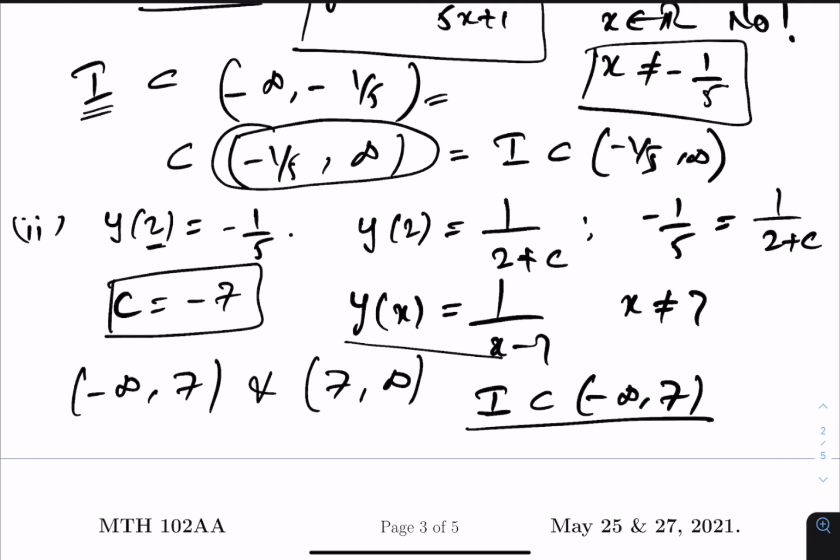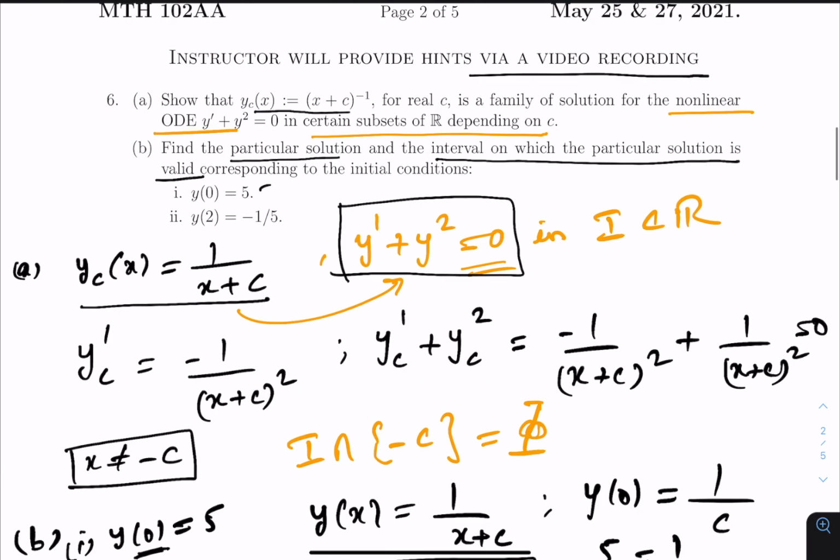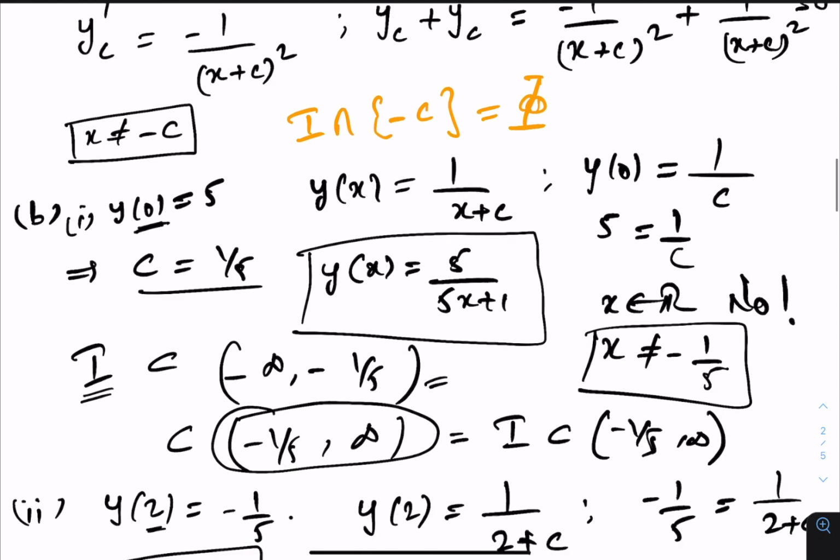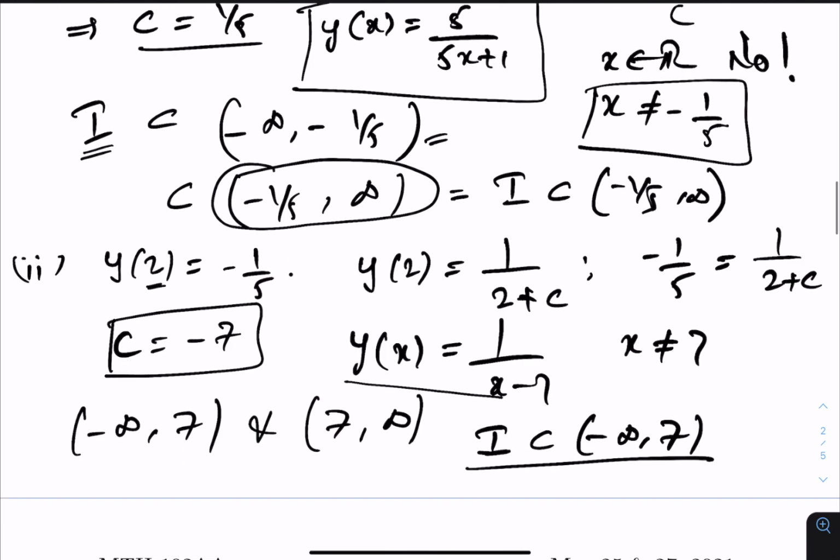Okay, so the purpose of this problem or assignment is, as you can see, you have a one parameter family of solutions for this ODE, and depending on different initial conditions, for the same ODE. So the ODE does not change, but if the initial condition changes, the domain in which the solution exists can also change, right? That's what we have seen here.